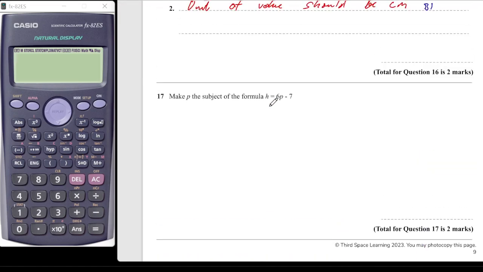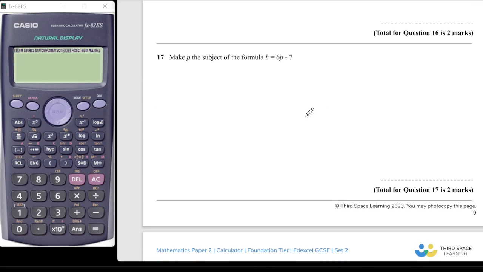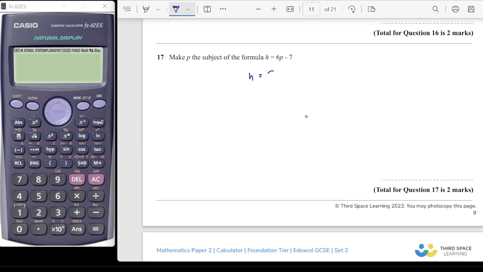Right, question 17. Make P the subject of the formula. Okay, so let's start with H is equal to 6P minus 7. And our first step is going to be, we want P to be the subject, so we're going to add 7 to both sides. So H plus 7 is equal to 6P. And then divide both sides by 6. It gives us P is equal to H plus 7 divided by 6.